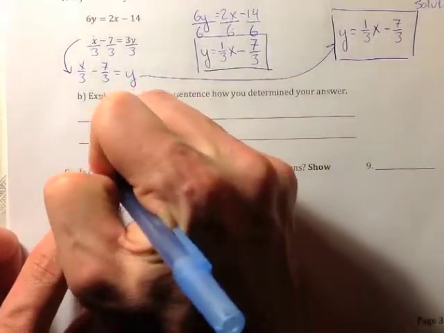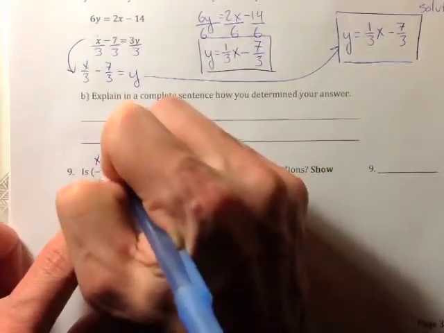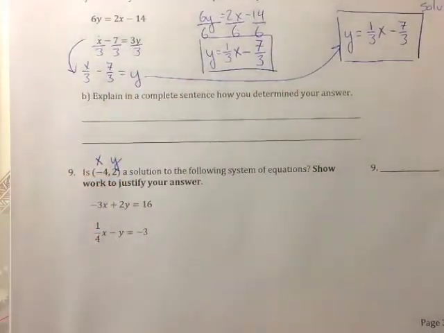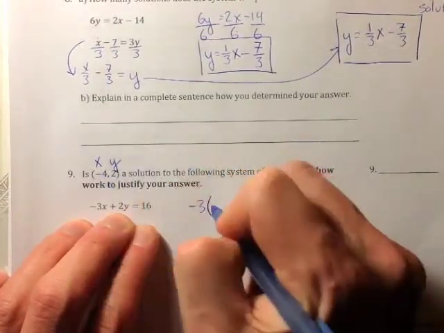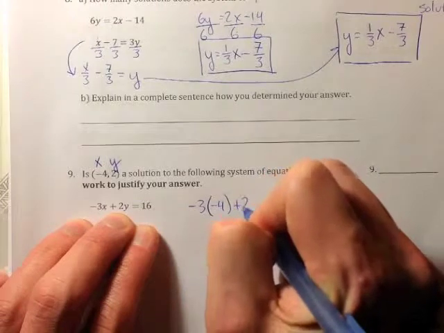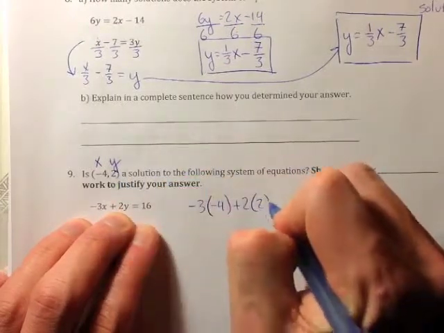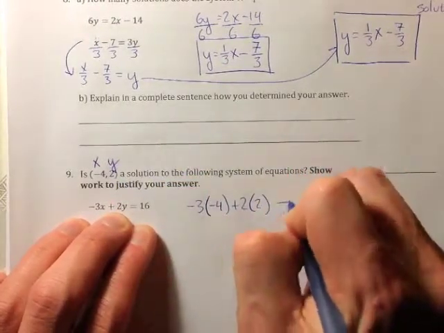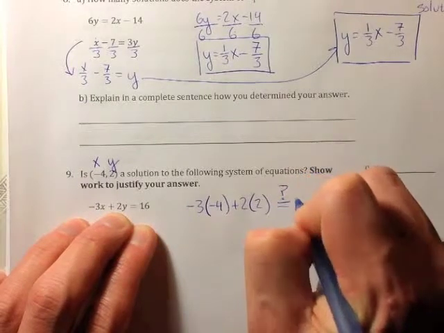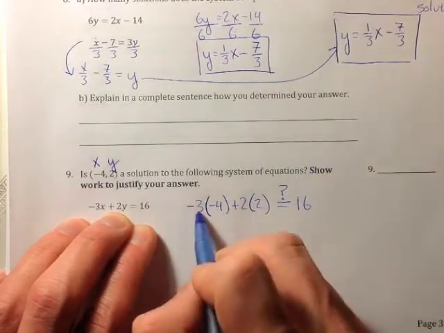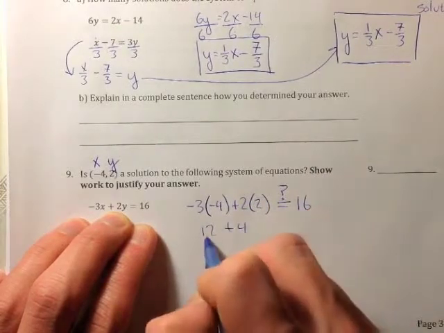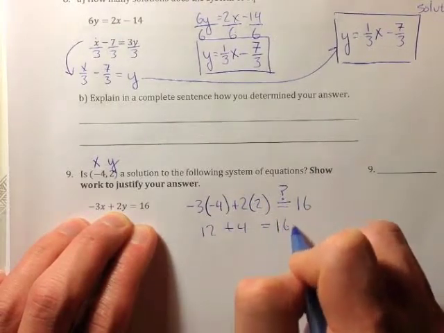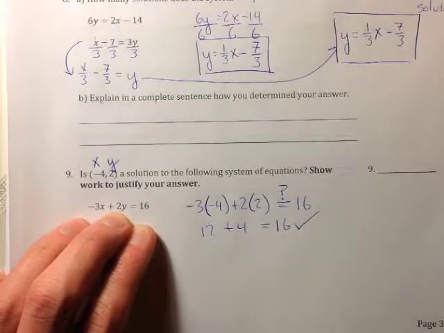So negative 4 is the x, 2 is the y. So let's look at the first equation. Negative 3 times x, which is negative 4, plus 2 times y, which is 2. Is that equal to 16? Question mark. Let's see. Negative 3 times negative 4 is positive 12, plus 4. Yeah, 12 plus 4 is 16. So that checks out. But we're not done yet.